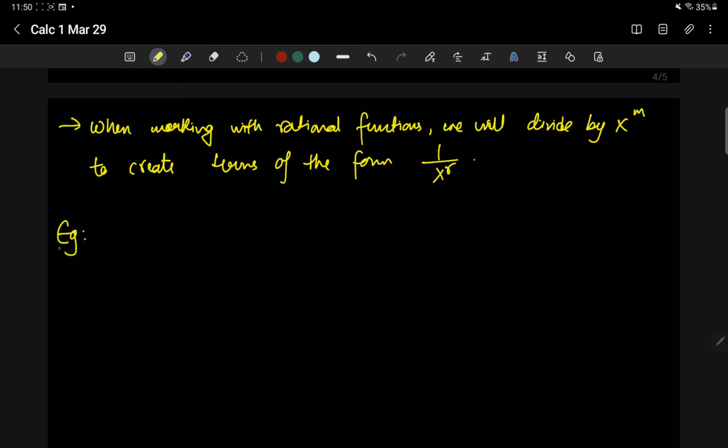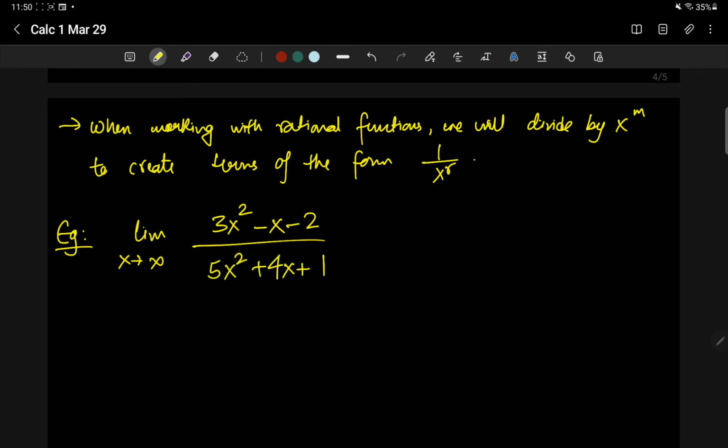So here's an example. Find this limit: as x goes to infinity, of 3x squared minus x minus 2 over 5x squared plus 4x plus 1. Now, at this point, I encourage you to pause the video and try and see what this x to the m should be so that everything here becomes something like 1 over x to the r.